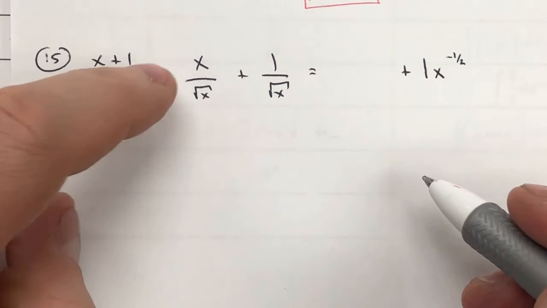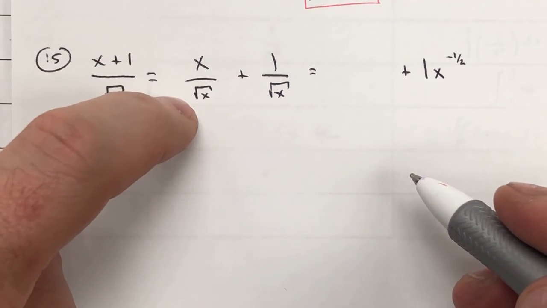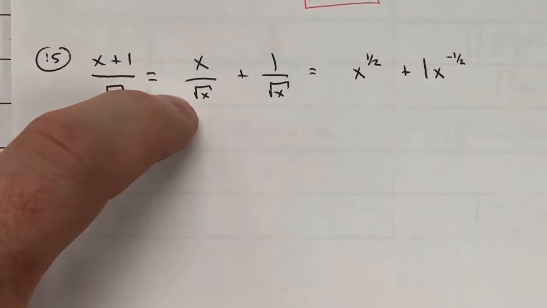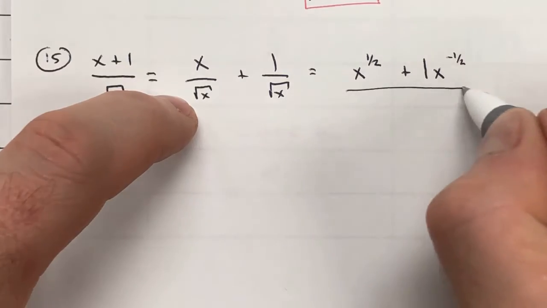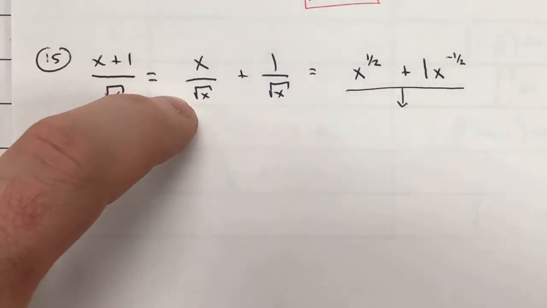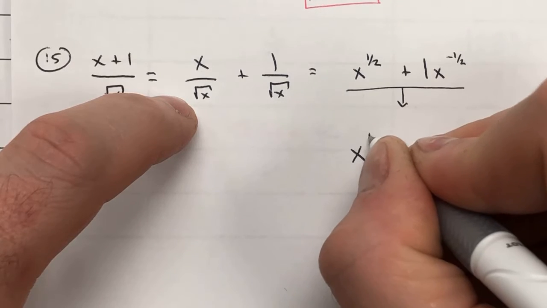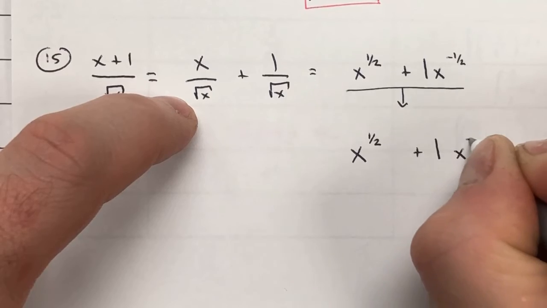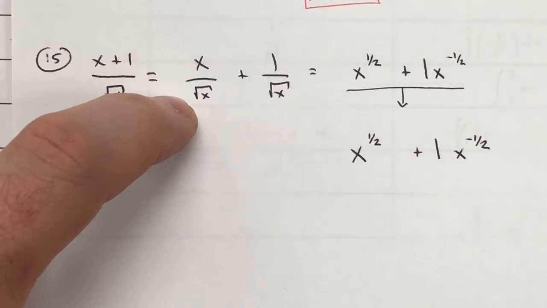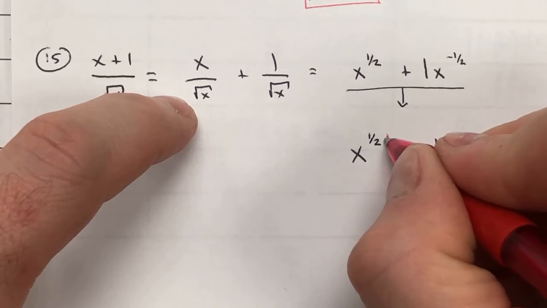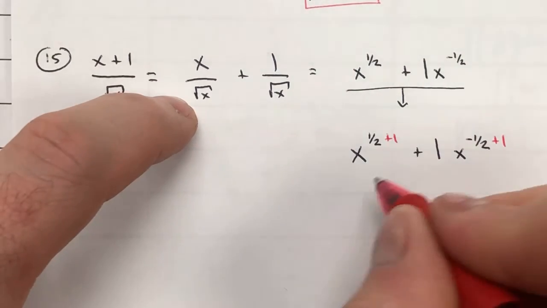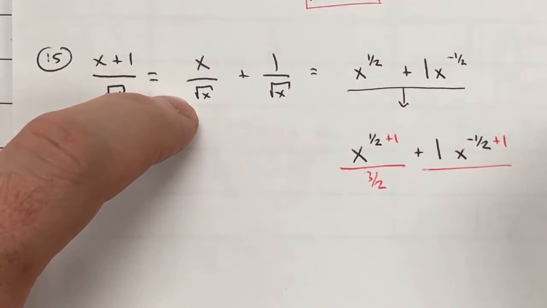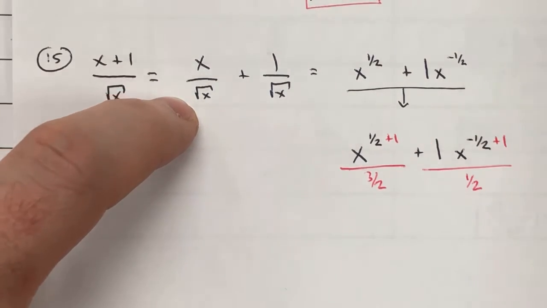This part, I know that's going to be x to the first, and that's x to the 1/2, which leaves me with an x to the 1/2. At this stage, that's where I go into find the antiderivative. X to the 1/2 plus 1, x to the negative 1/2. We add our 1, and we divide by whatever that sum is. So 1/2 plus 1 is 3/2. Negative 1/2 plus 1 is 1/2.